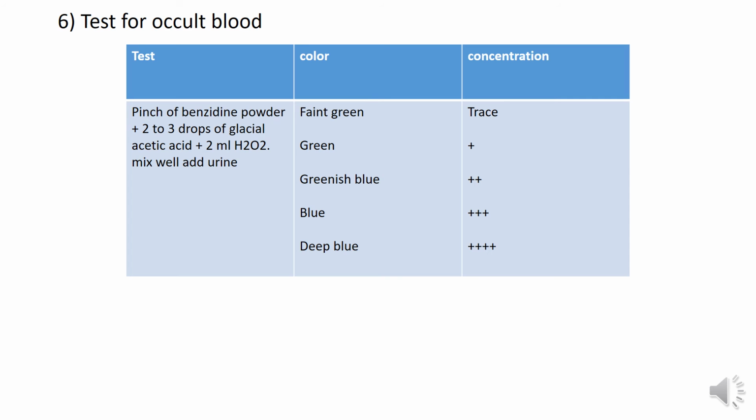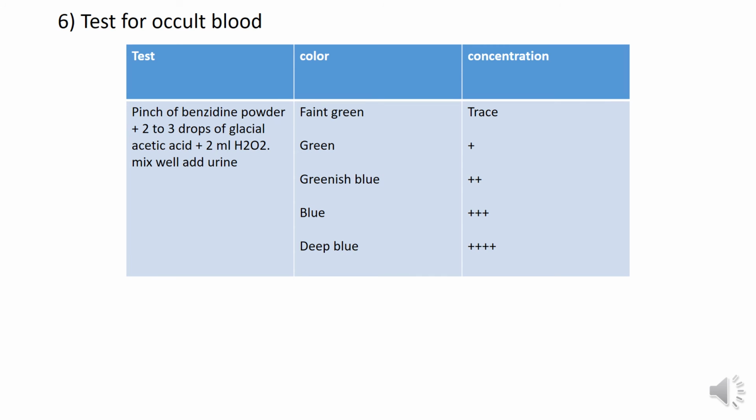Test for blood. The term occult blood. What is occult blood? Occult means hidden. The test is capable of determining hemoglobin present in urine, not blood present in urine. Hemoglobin means iron protein; globin means protein. Iron protein is present in urine. The test is done as follows: take a pinch of benzidine powder, add 2 to 3 drops of glacial acetic acid, then add 2 ml of H2O2, and mix well with urine.